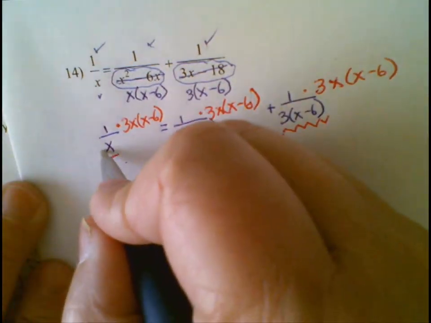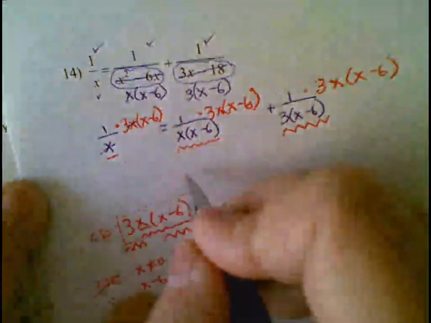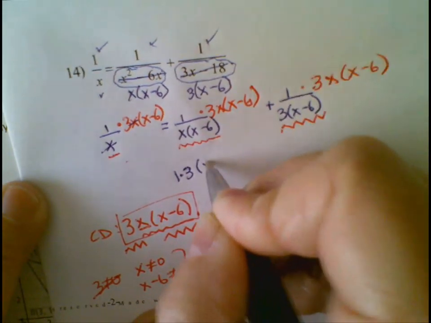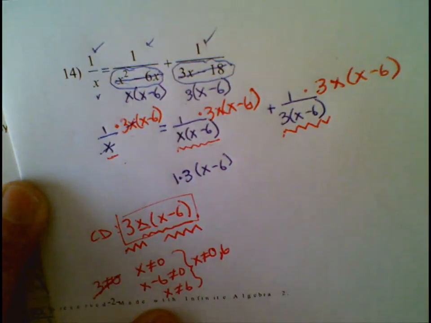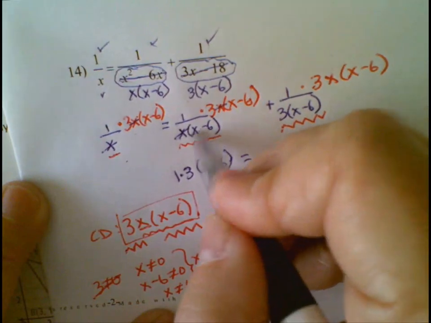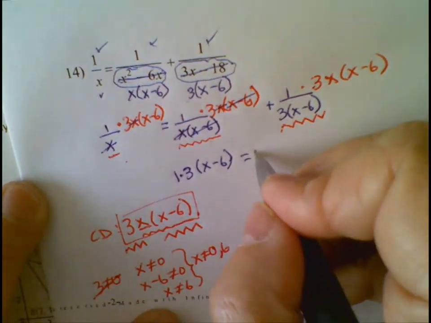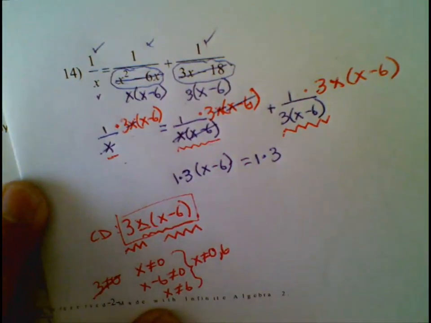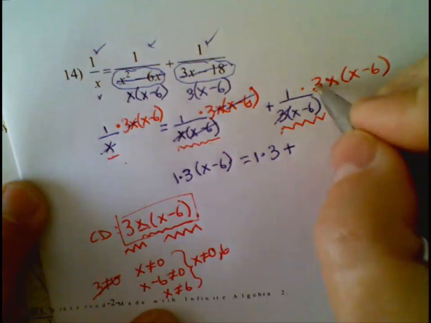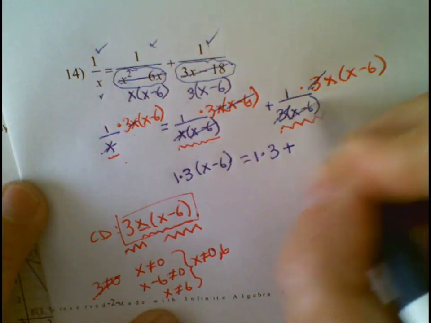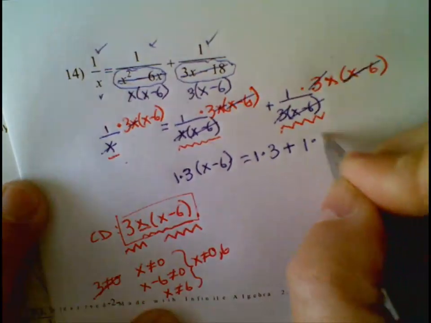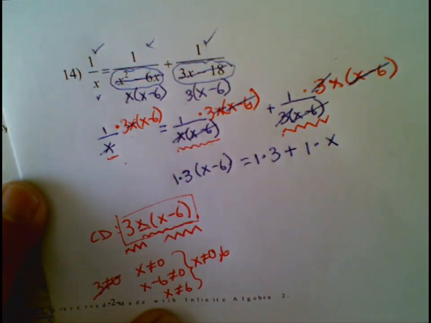So I'm going to cancel out anything that cancels, which is going to be my entire denominator in every case. So my x will go away, and that gives me 1 times 3 times x minus 6 equals, here my x's go away and my x minus 6 goes away. Well, that's nice. That just leaves me with 1 times 3. Plus, here my 3 goes away and my x minus 6 goes away, which leaves me with 1 times x.